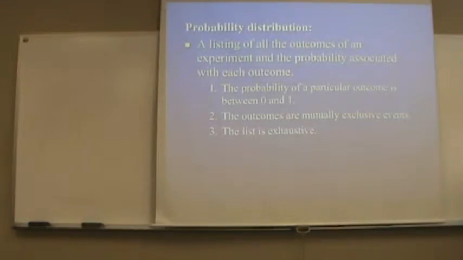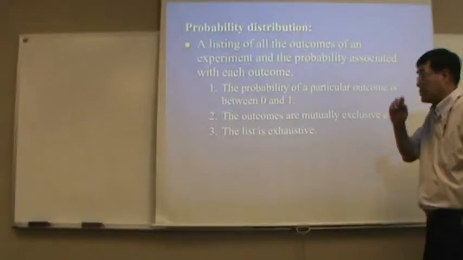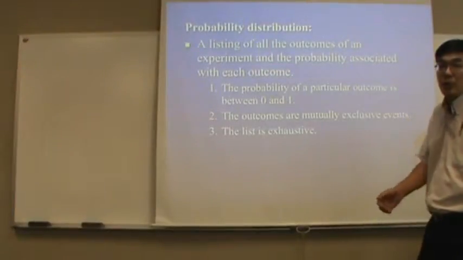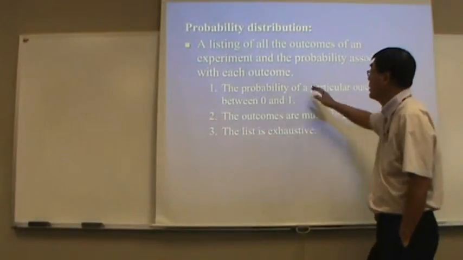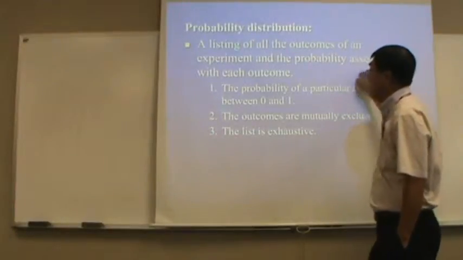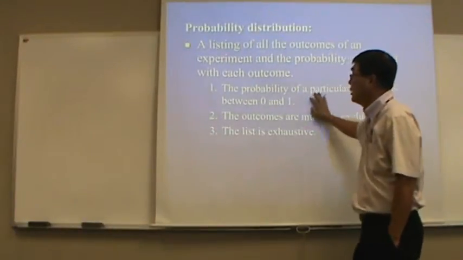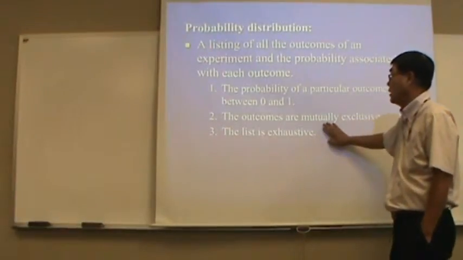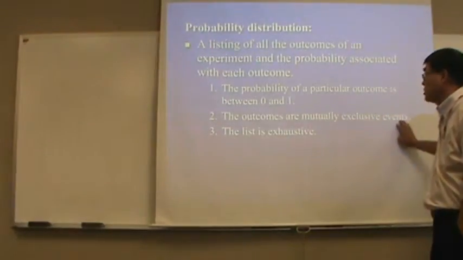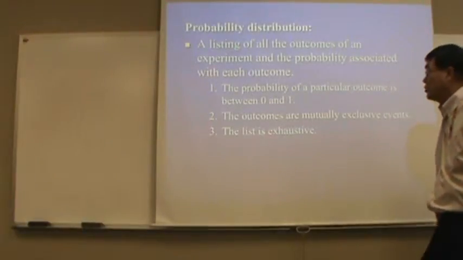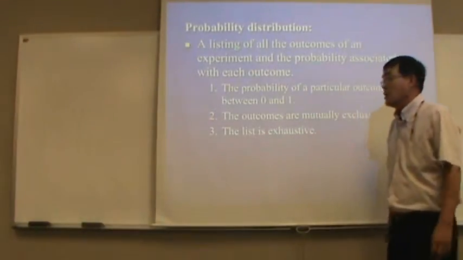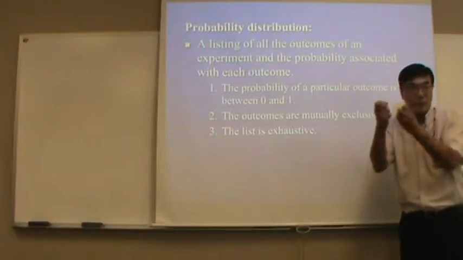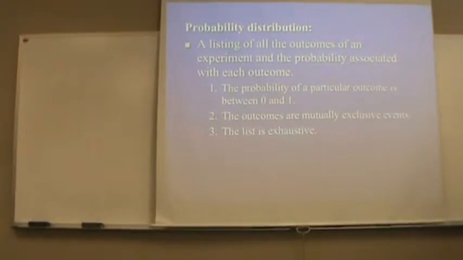Probability distribution: a listing of all the outcomes of an experiment, tossing a coin, observing, and so on, and the probability associated with each outcome, the probability between 0 and 1. As you know, the outcomes are mutually exclusive. Each outcome is mutually exclusive, and the list is exhaustive. You know, probably something happened.